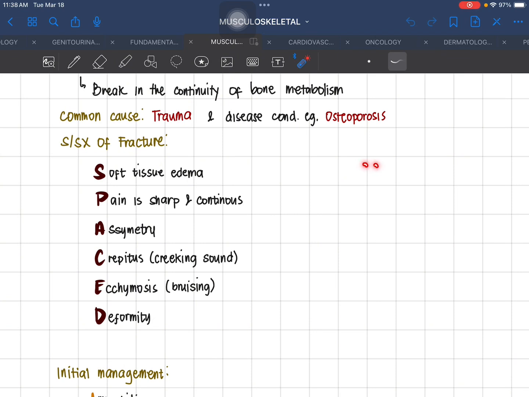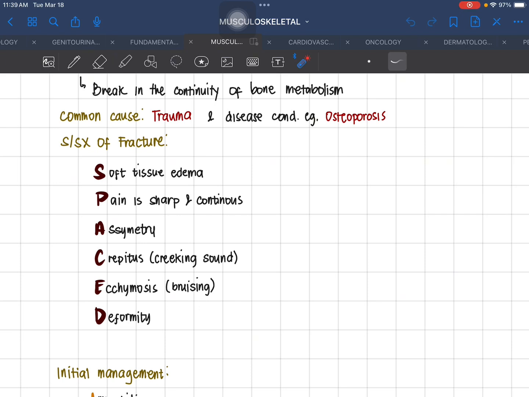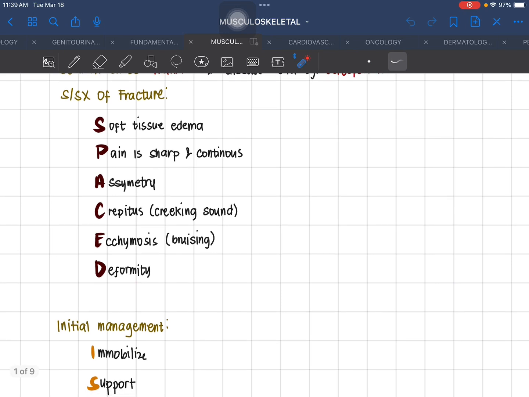S stands for soft tissue edema. P stands for pain is sharp and continuous. A stands for asymmetry. C stands for crepitus or creaking sound. E stands for ecchymosis or bruising. Lastly, D stands for deformity. So, yun yung mga signs and symptoms ng fracture.